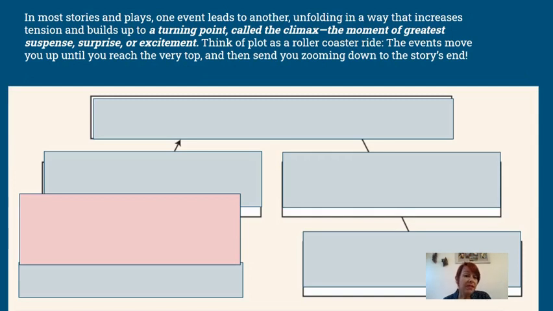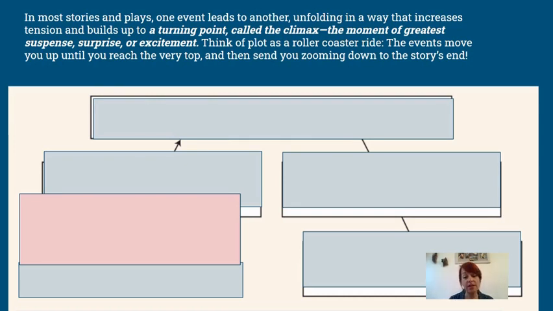So in most stories and plays, one event leads to another, unfolding in a way that increases tension and builds up to a turning point called the climax. The moment of greatest suspense, surprise, or excitement. That's the climax. So I want you to think of a plot as a roller coaster ride. The events move you up, up, up until you reach the very top, or the climax, and then they send you zooming down through the falling action to the story's resolution or end.